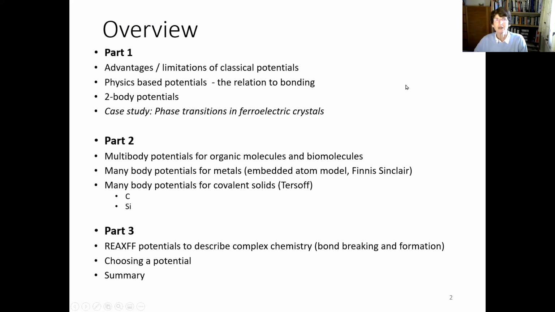So this is an overview of the plan of the lecture. I'll start off with the advantages and limitations of classical potentials and discuss why we want to use them at all. And as I said before, we're going to focus on physics-based potentials. So we want to relate the functional form of the potentials to the type of bonding we have. Then I'll discuss the simplest of all potentials, which are two-body potentials.